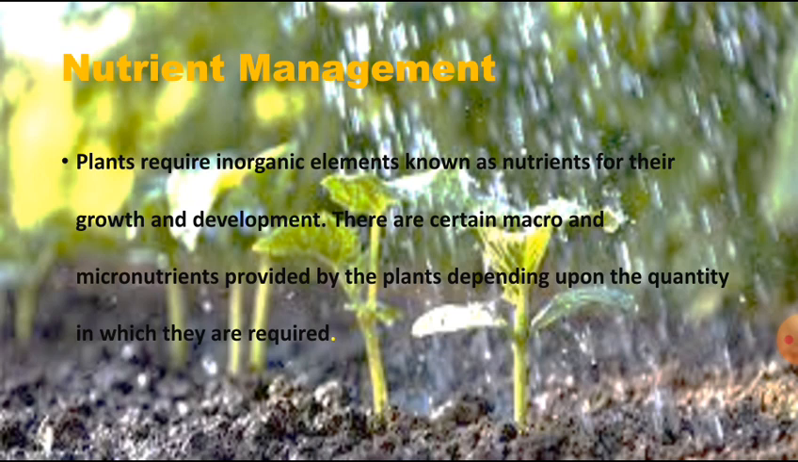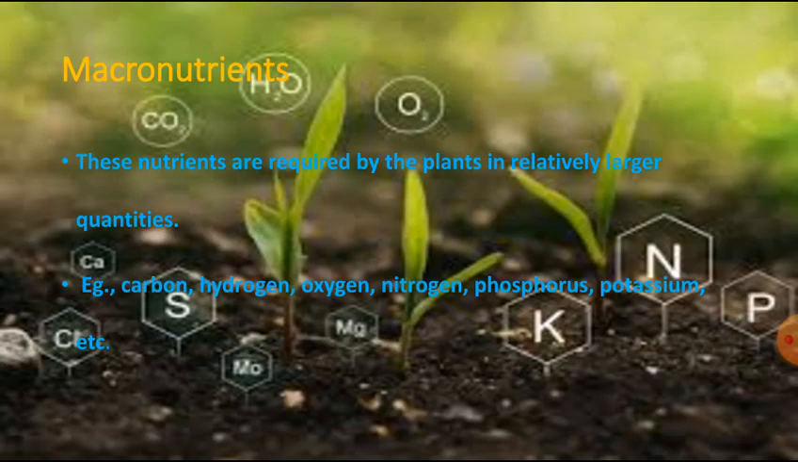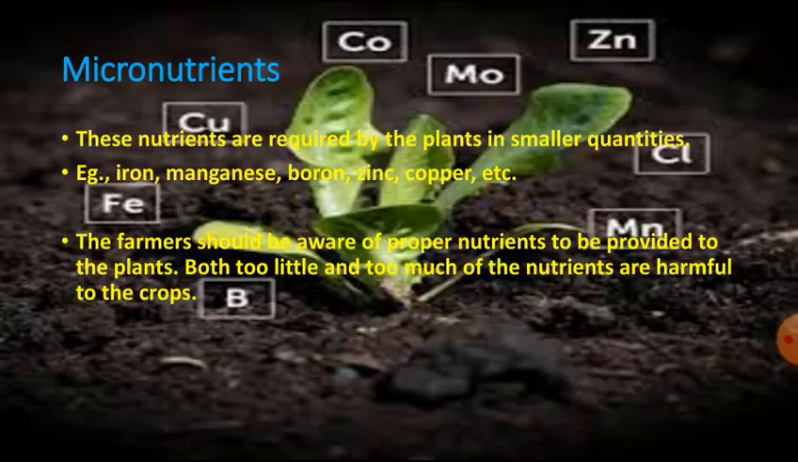Nutrient management. Plants require inorganic elements known as nutrients for their growth and development. There are certain macro and micronutrients required by the plants depending upon the quantity in which they are required. Macronutrients. These nutrients are required by the plants in relatively larger quantities. Example: carbon, hydrogen, oxygen, nitrogen, phosphorus, potassium, etc.